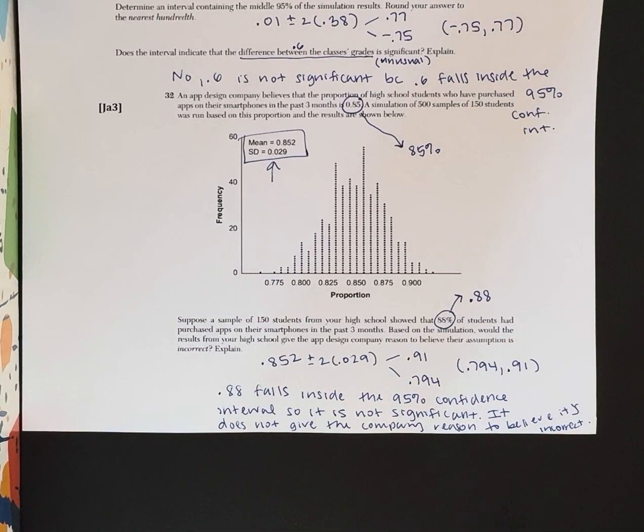All right, that is confidence intervals. So the majority of the time, make a 95% confidence interval and then decide if something is in or out of the interval, and that's going to tell you if something's likely or unlikely to happen.